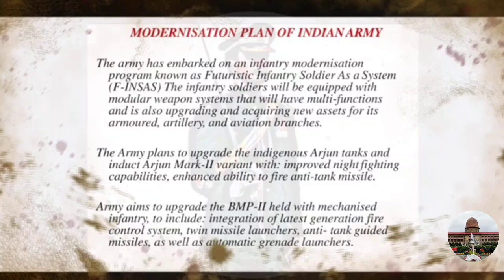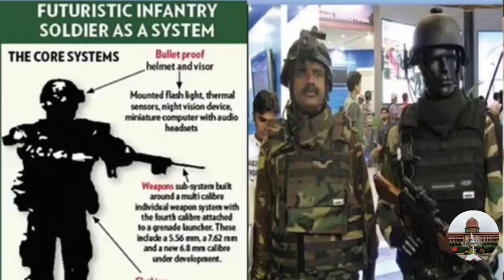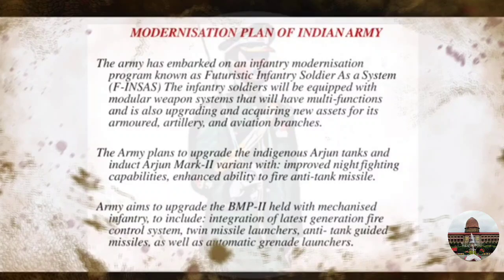So considering this in mind, the Indian Armed Forces have taken various steps to counter this. For example, the Army has already embarked on an infantry modernization program, which is known as the F-INSAS, that is the Futuristic Infantry Soldier as a System, where the infantry soldiers will be equipped with a modular weapon system that has multi-functions. For example, there will be lighter helmets, there will be lighter vests. And apart from infantry, the Army is also upgrading the mechanized forces, the artillery guns, as well as the aviation part.